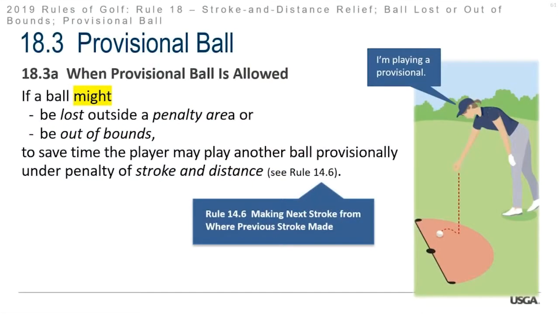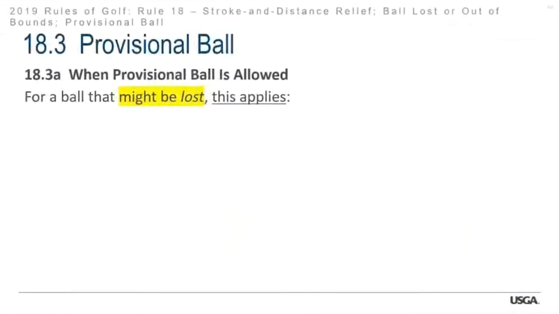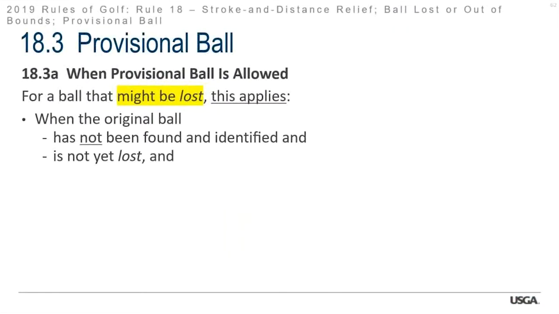Okay. So to save time, the player may play another ball provisionally under penalty of stroke and distance, and that penalty of stroke and distance will only apply if the provisional ball becomes the ball in play. It's not a penalty just for playing a provisional, even though it kind of sounds that way. That's not how that reads. All right, for a ball that might be lost, this applies when the original ball has not been found and identified and is not yet lost. So we have a definition of what lost is. If it has not been found or identified and is not yet lost, we get to play a provisional. If the ball is lost, you're not playing a provisional. You're playing under stroke and distance.